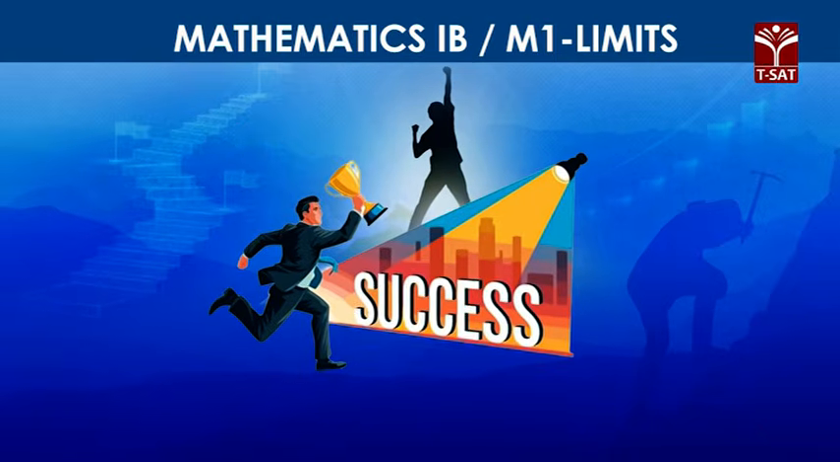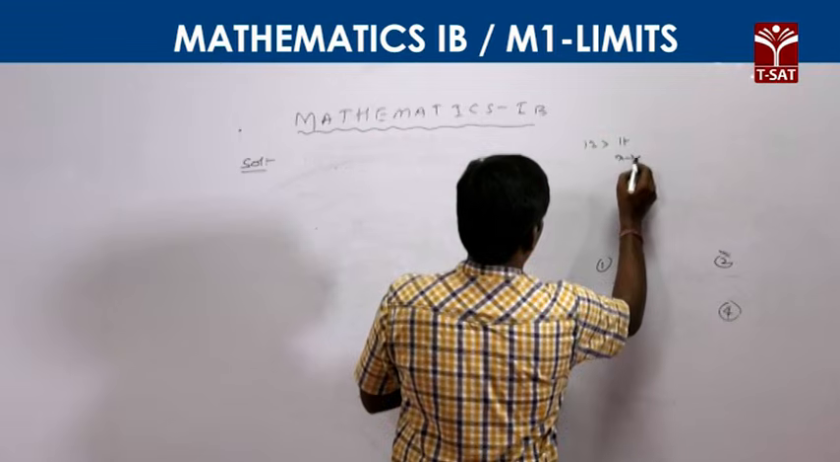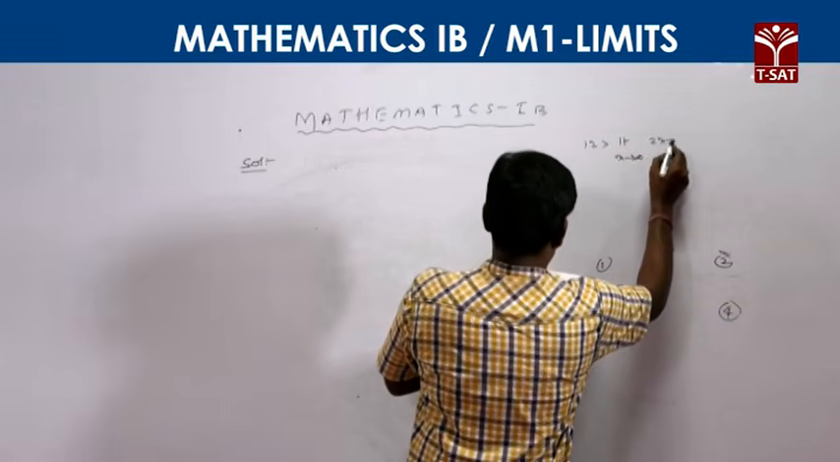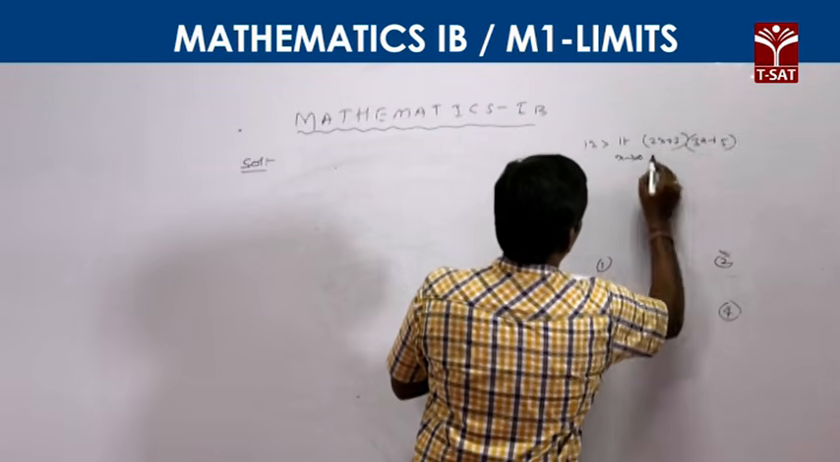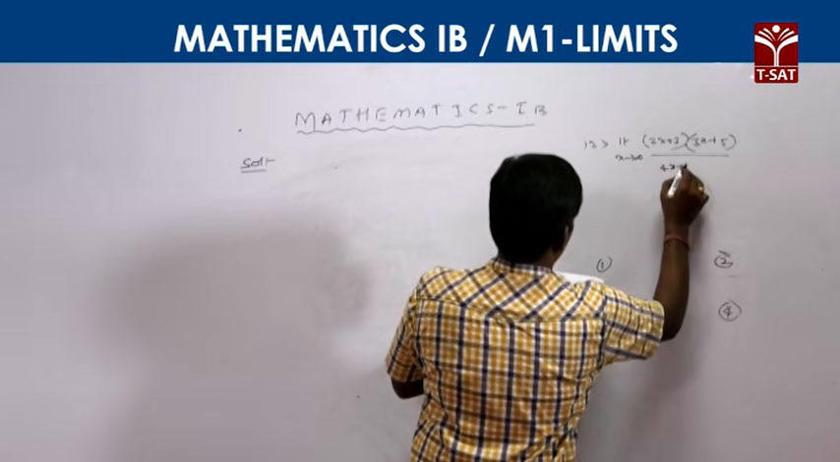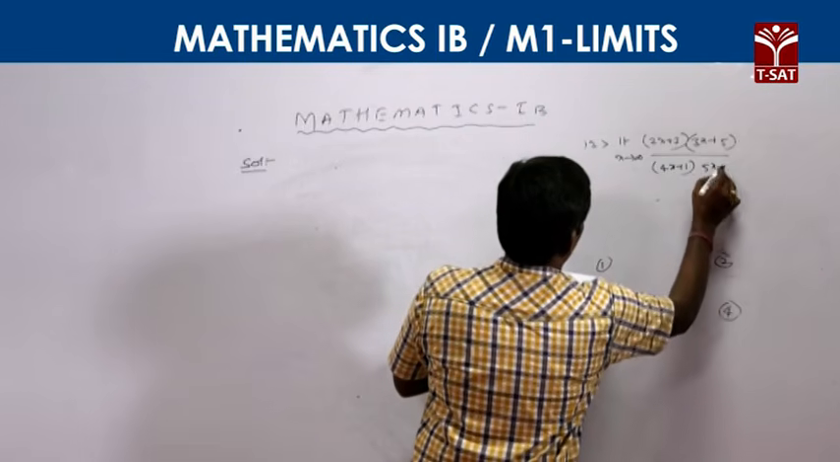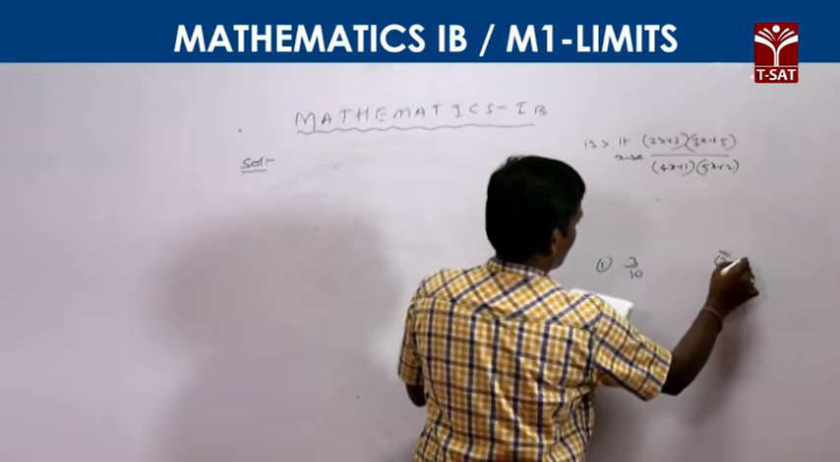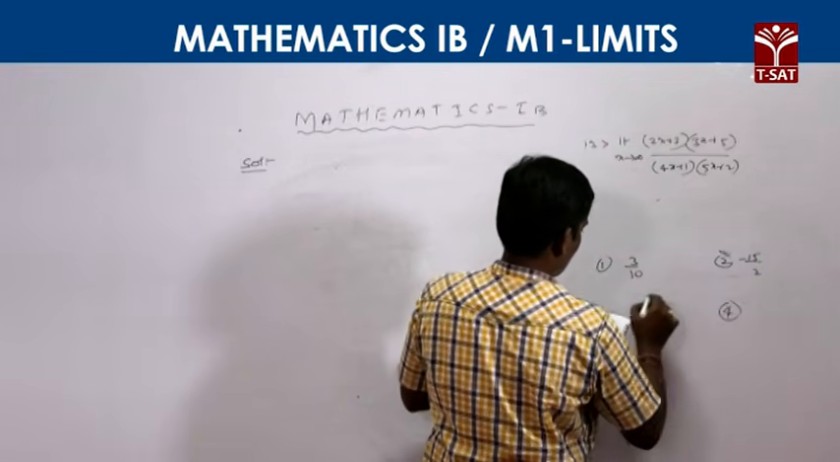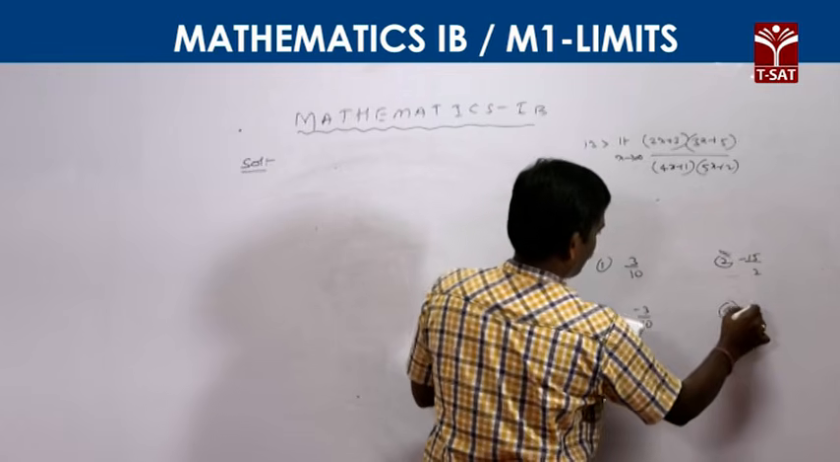Next question. Limit x tends to infinity, (2x plus 3) into (3x plus 5) by (4x plus 1) into (5x plus 2). Options are 3 by 10, minus 15 by 2, minus 3 by 10, 15 by 2.